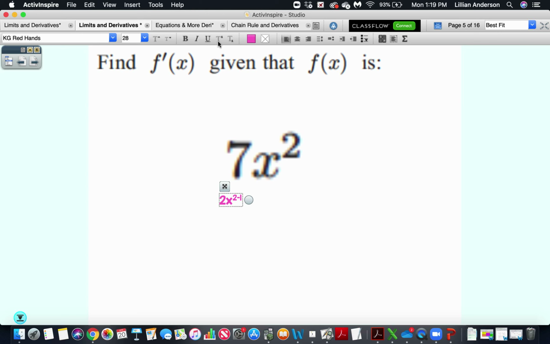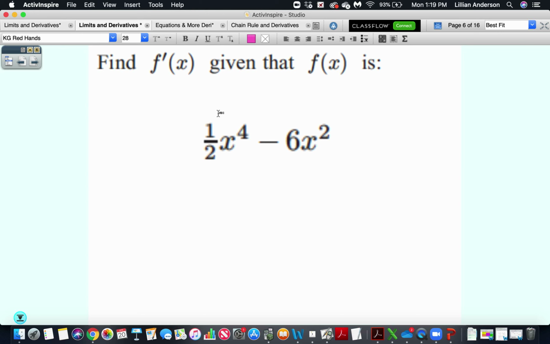But because there's a 7 in front, the constant multiple rule says that you just multiply the constant by the derivative of the function. And so then your derivative would just be 14x. So 14x would represent the derivative of this particular function. Okay? It's pretty straightforward, pretty simple. Okay, let's look at this one.